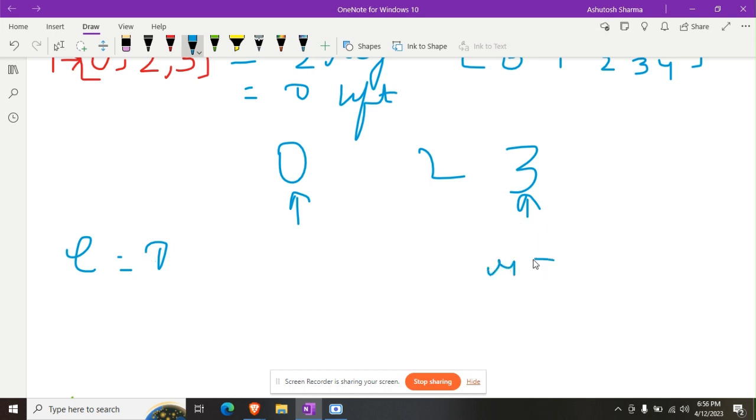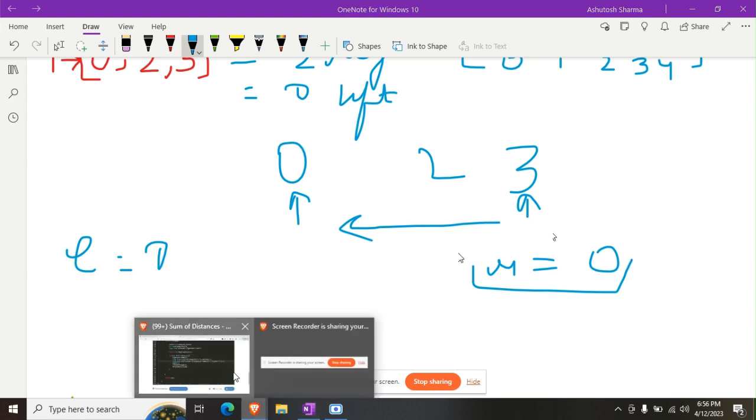Now, when you are at the last index, what do you have? You have nothing to the right of it. You only have some elements to the left of you. So I will not calculate anything for the right because I do not have any elements there. Okay, so I'll just set r equal to 0. That means I do not have any elements to the right of me.